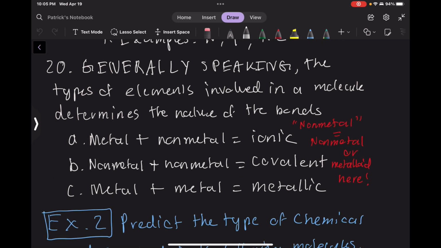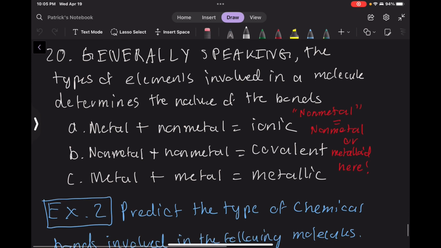Having introduced the concept of metals, metalloids, and nonmetals, we can now answer our question. Generally speaking, the types of elements involved in a molecule determines the nature of the bonds holding them together according to the following pattern. If a metal and a nonmetal form a molecule, the bond between them will be an ionic bond. If a nonmetal and a nonmetal form a molecule, the bond is covalent. If two metals are involved together, the bond is a metallic bond.